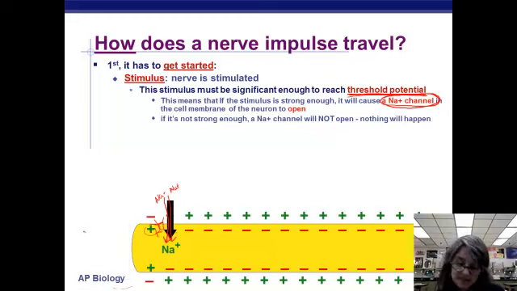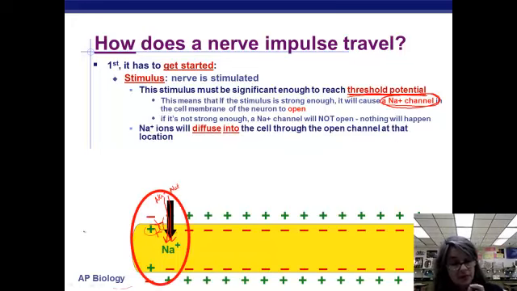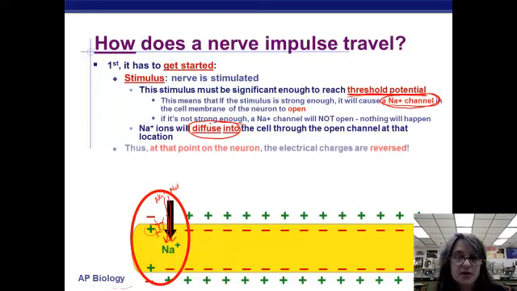Now, if the stimulus was not strong enough, then nothing will happen. But if it was strong enough to open that first channel, then those sodium ions, and please note what process this is, it is diffusion. They are going to flow with their concentration gradient, or voltage gradient if you prefer, because we're really focusing on the electrical part of this now. But it's molecules with charge. That's all it is.